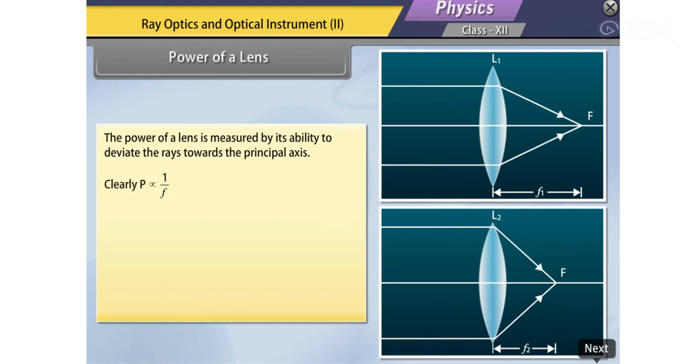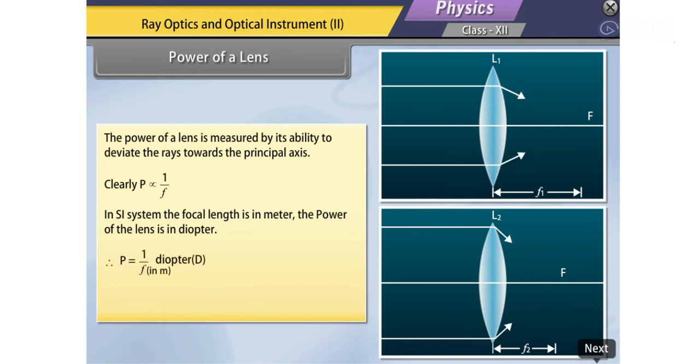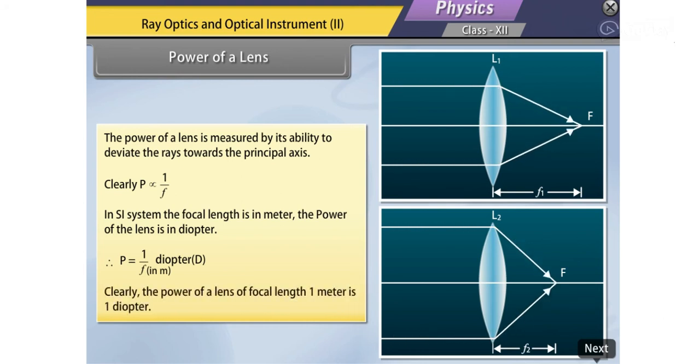Clearly, P is directly proportional to 1 by f. In SI system, the focal length is in meter, and the power of the lens is in diopter. Therefore, P is equal to 1 by f, with f in meter, and P in diopter, D. Clearly, the power of a lens of focal length 1 meter is 1 diopter.